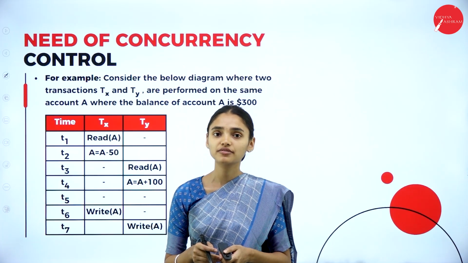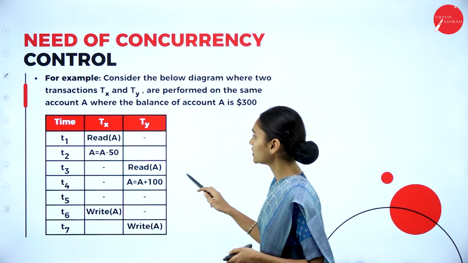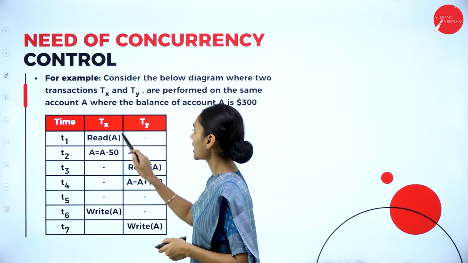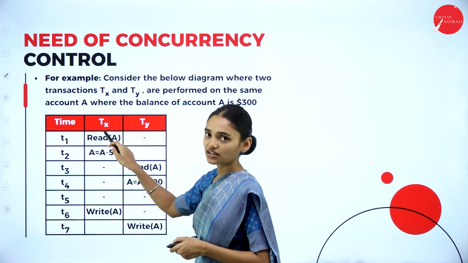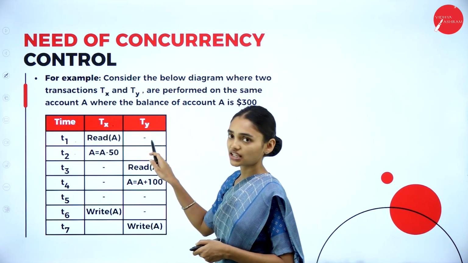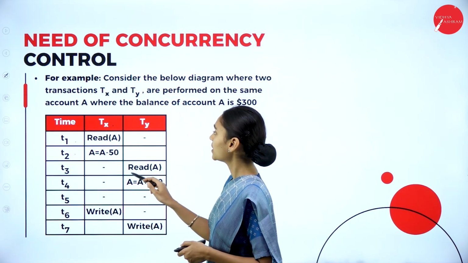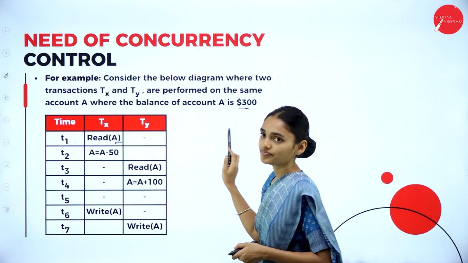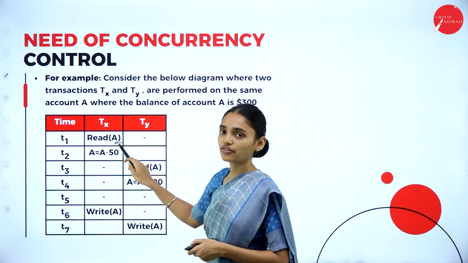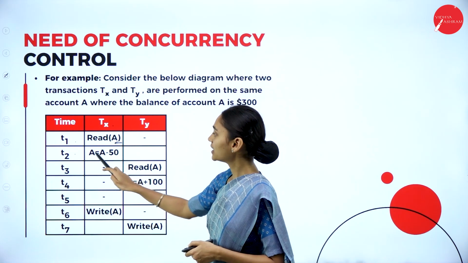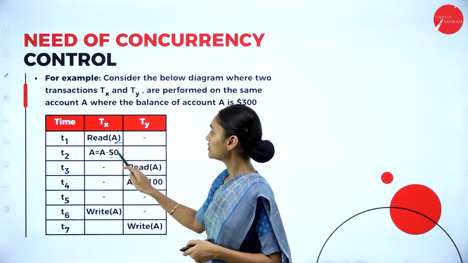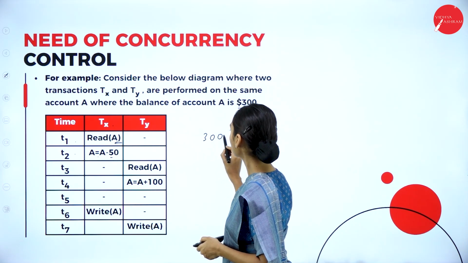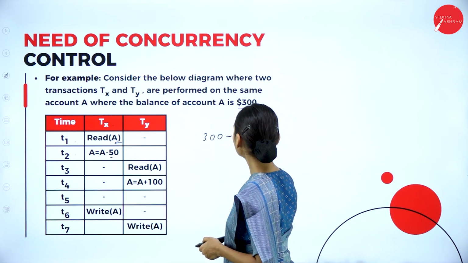So the example for that is, here we have a diagram. T1, T2, T3 represent the time, and Tx is the transaction X and Ty is the transaction Y. So in the first step, it reads the value of A. The value of A is $300. So first it reads the value of A at the time T1, and at the time T2, the value of A will be deducted, meaning 300 minus 50, which leads to 250.